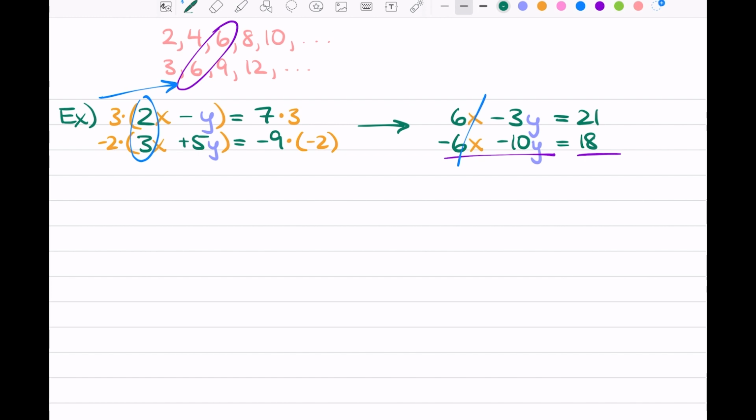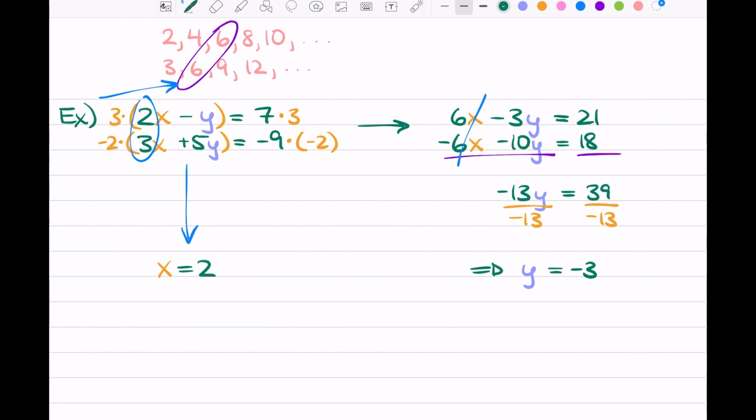We have negative 3y minus 10y. That is negative 13y. And on the right side, we have 21 plus 18 gives us 39. Dividing both sides by negative 13 leaves us with y equals negative 3. And we can take our y and substitute it in one of our equations to find our x equals 2.